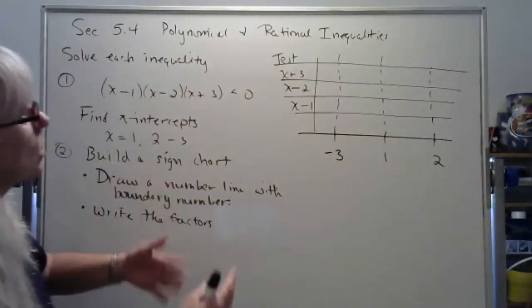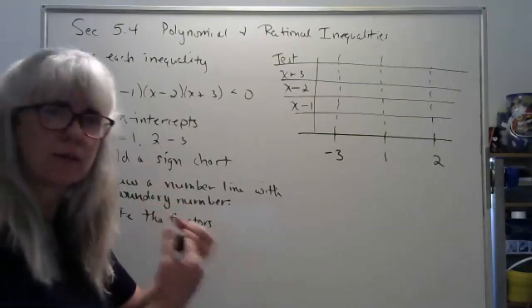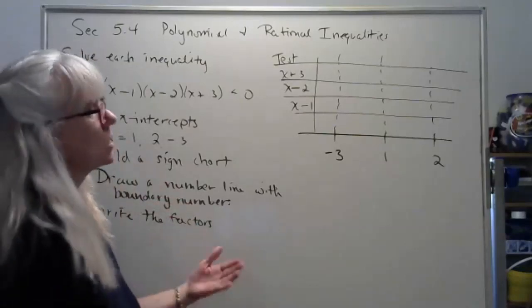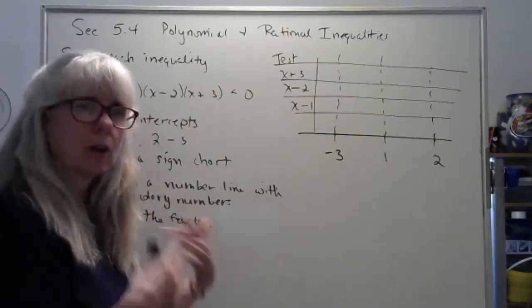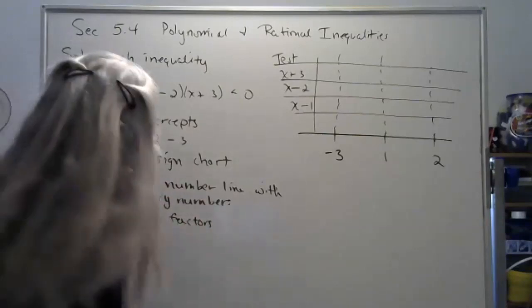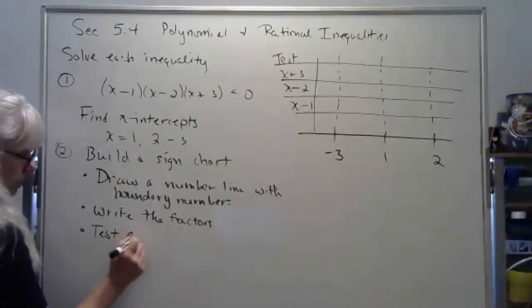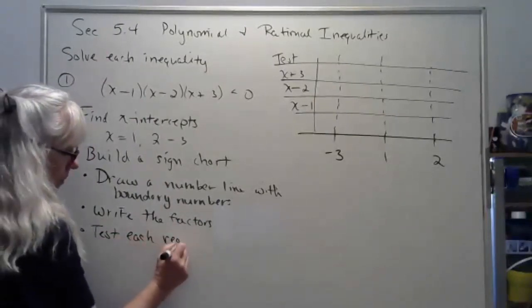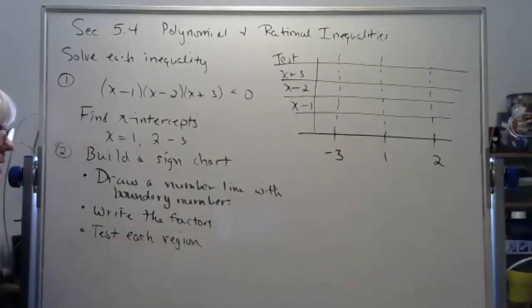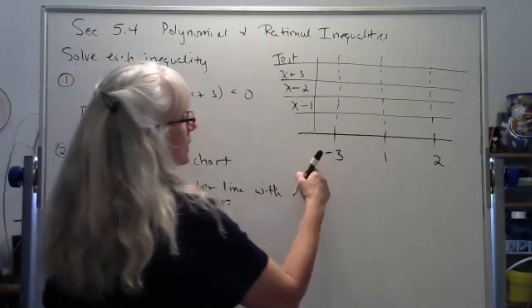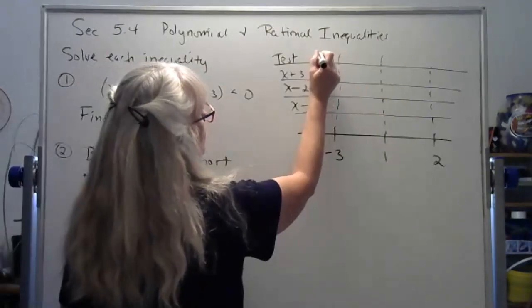And for the first one, we'll do the full-blown, completely filled-in sign chart. But at some point, you can start to take some shortcuts because your logic will fall in. And then what we're going to do is test each region. So that means we're going to pick a number that's in that region. We're going to plug it into those factors and see what kind of signs they have. So we need a number that's to the left of -3. I'm going to pick -4.